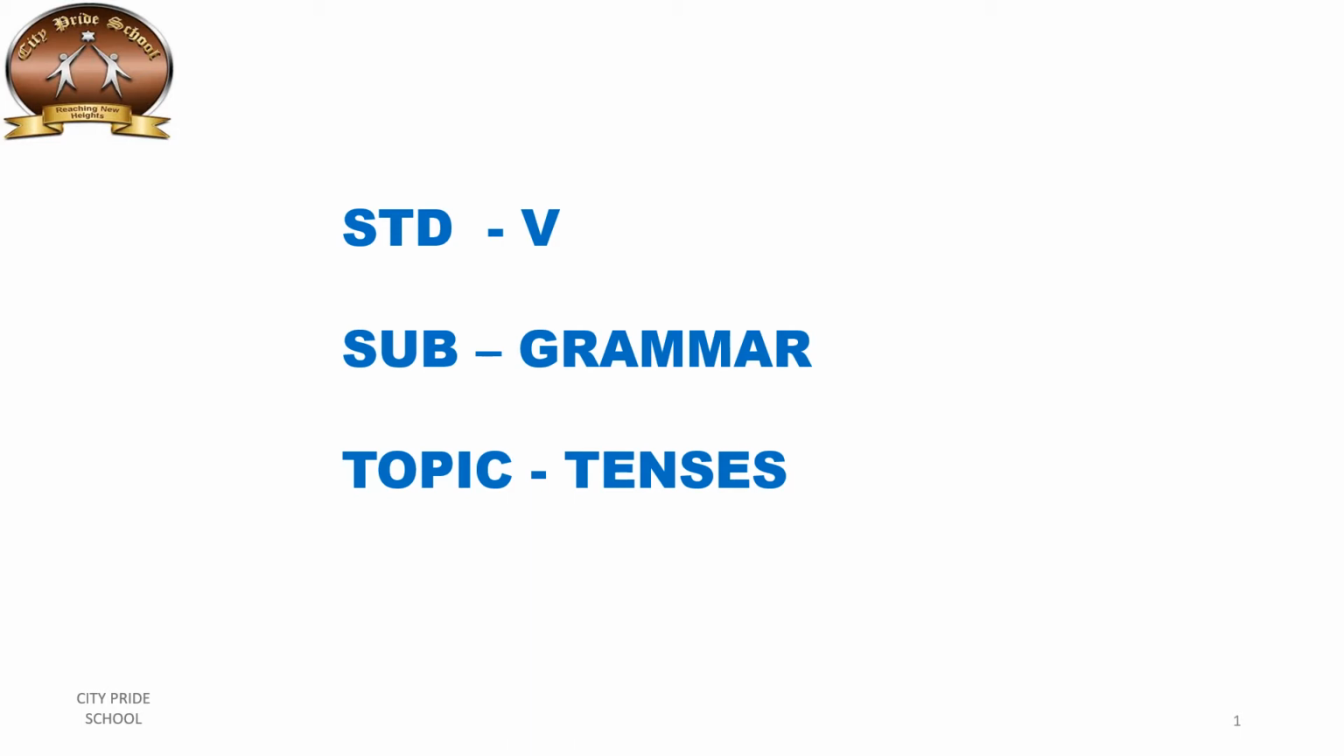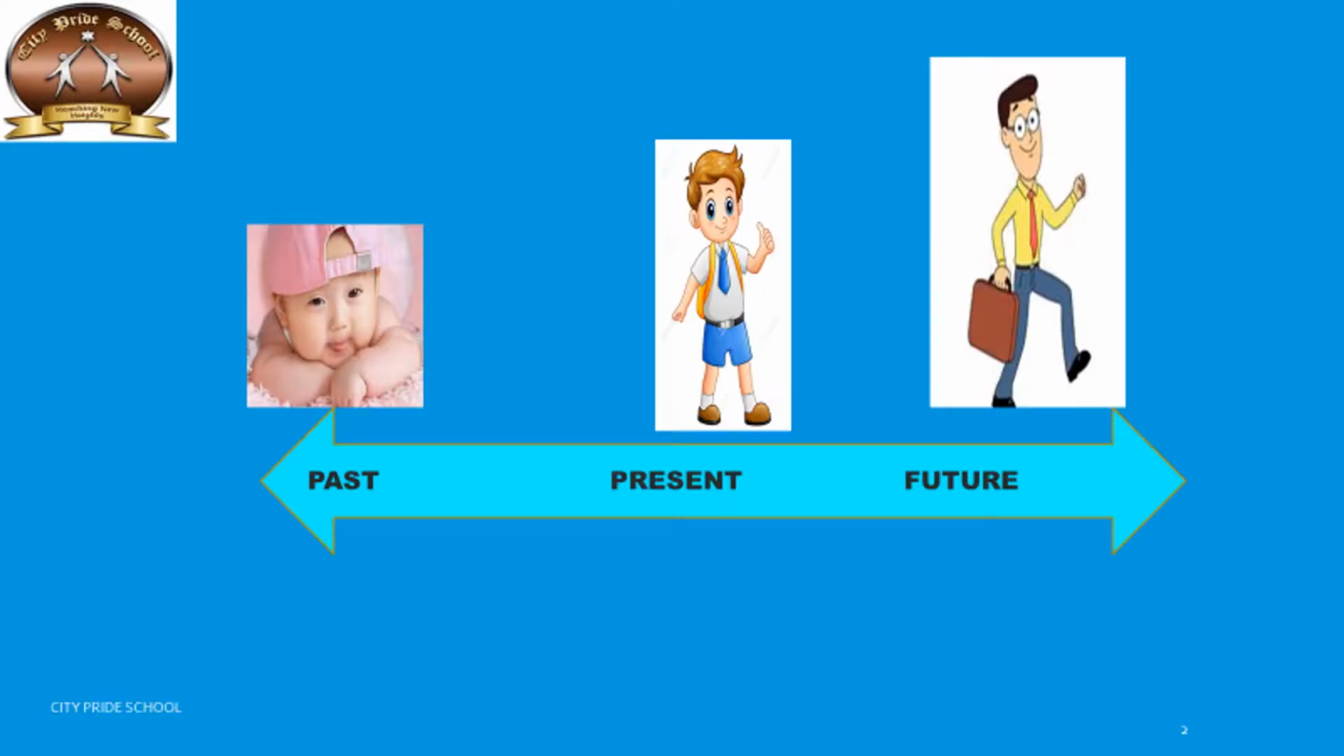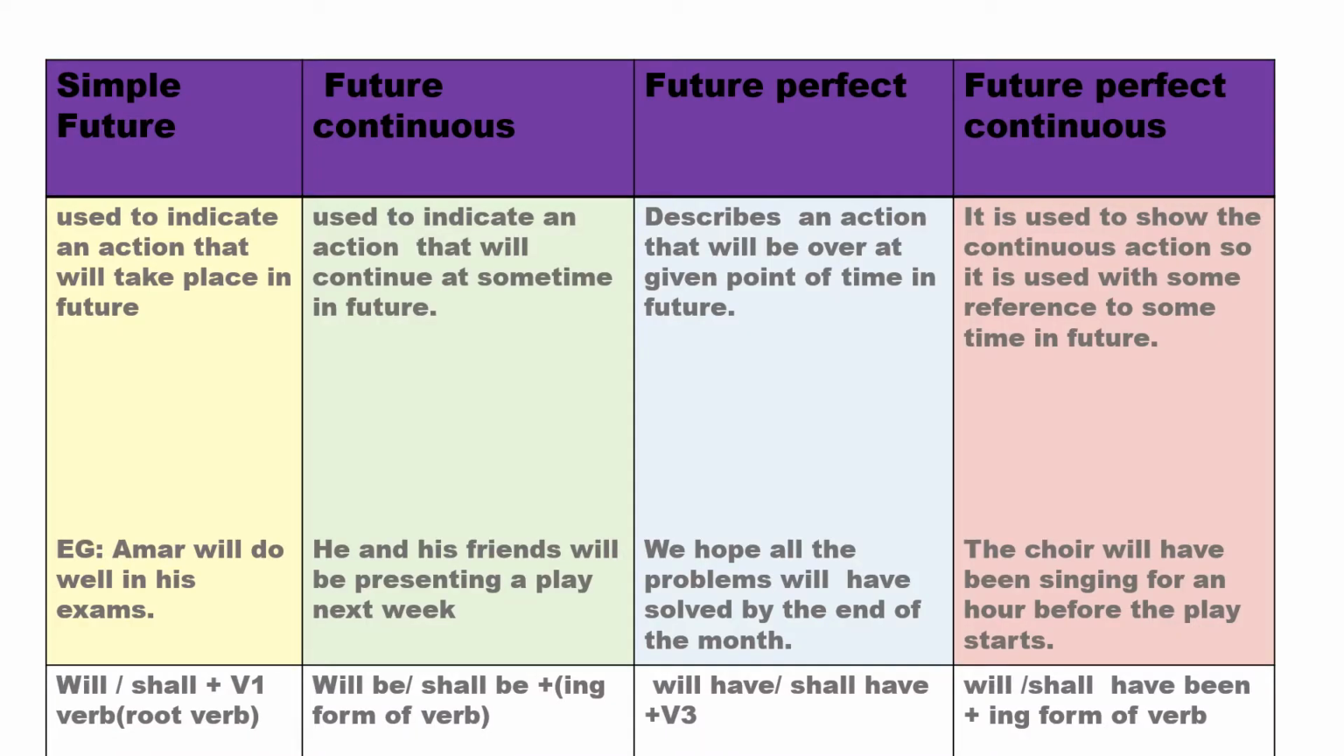As we have already learned, tenses are verb forms which indicate the time of an action, and it has three types: past, present, and future. Today in this last video, we are going to learn about simple future, future continuous, future perfect, and future perfect continuous, the four classes of future tense. Let us learn about simple future.